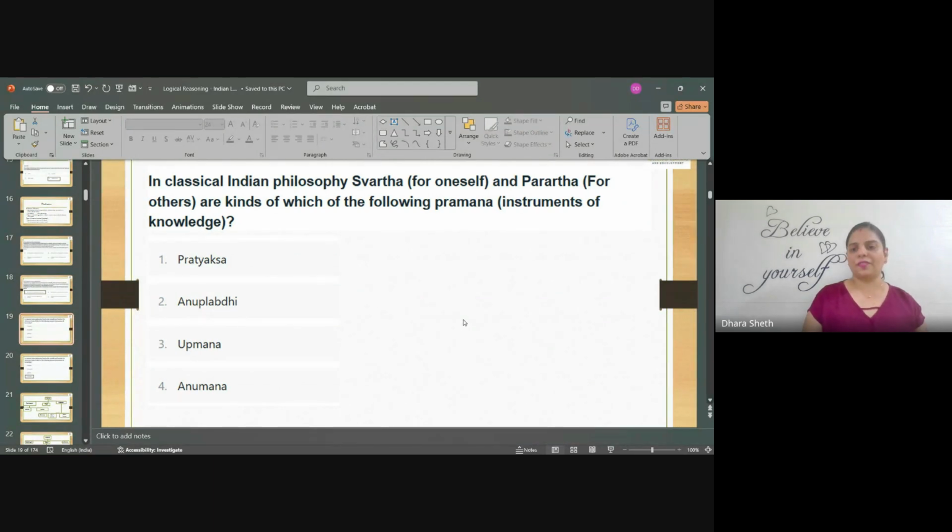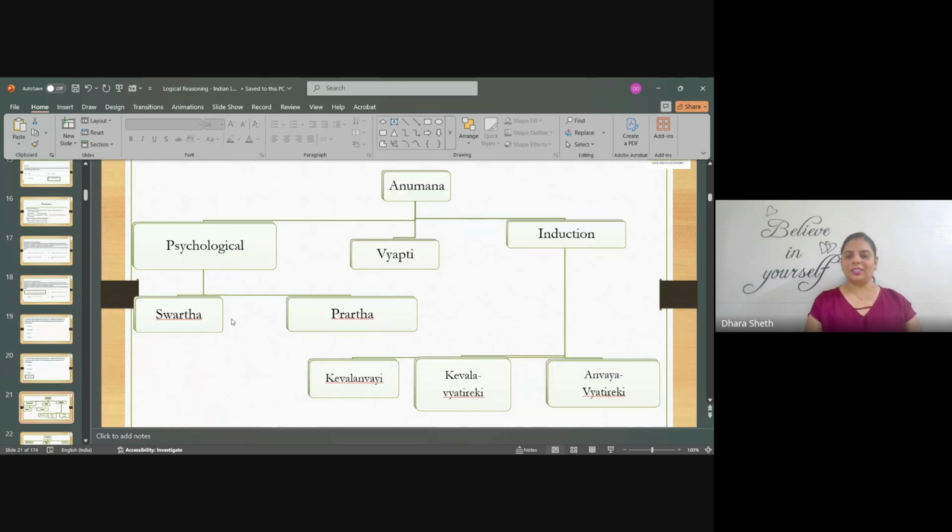In classical Indian philosophy, Swarth for oneself and Pararth for others are kinds of which of the following praman? It is a classification of which kind of praman? Which praman are we talking about? Anuman, right? So these questions have been asked before. Okay, so Swarth and Pararth, these are the two Anumans.